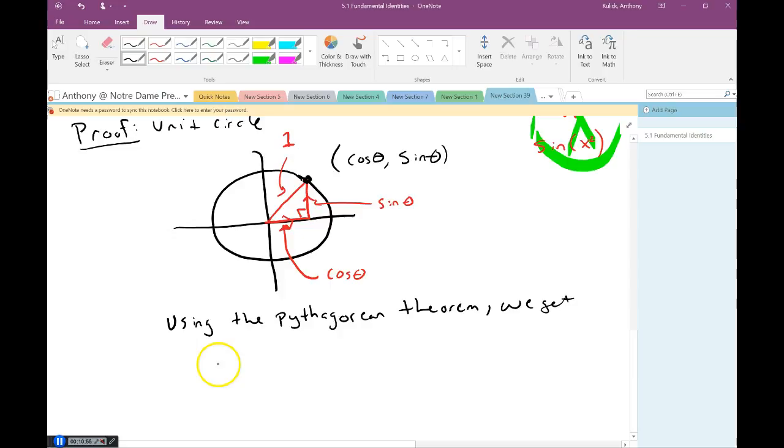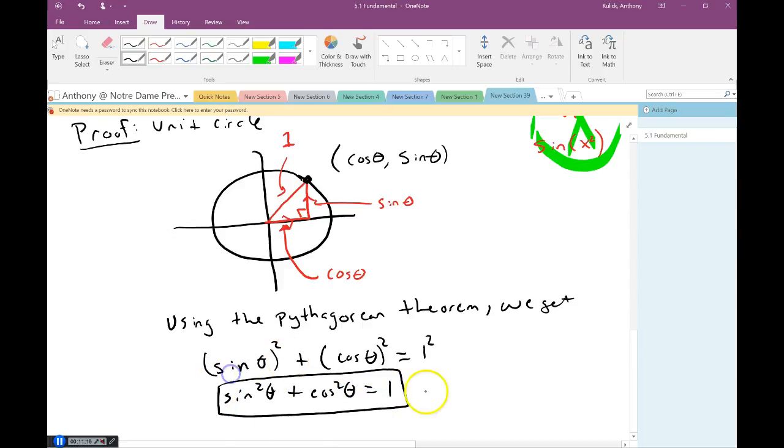We get sine squared plus cosine squared equals 1 squared, which is just sine squared theta plus cosine squared theta equals 1. And we're done.